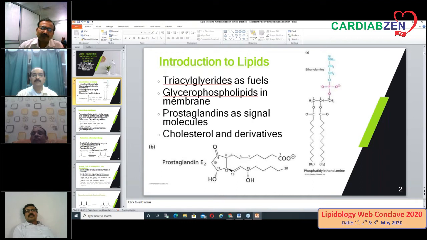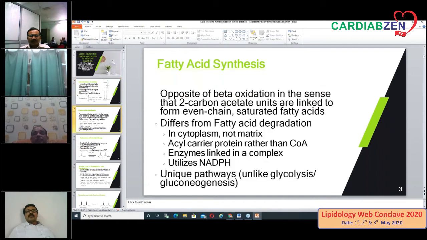Now, to introduce the lipids: triacylglycerides act as fuels, and glycerophospholipids in membranes are present in every cell. Prostaglandins are signals, as are most of the hormones, and lipids are otherwise involved in intermediary metabolism and many reactions in the human body as well as in animals. Cholesterol and its derivatives are necessary for steroid synthesis and for the survival of human beings.